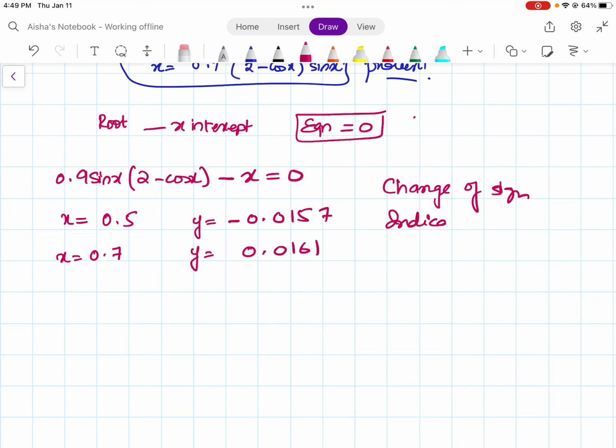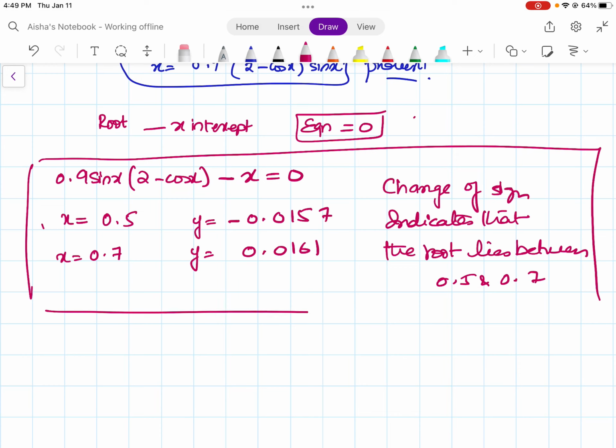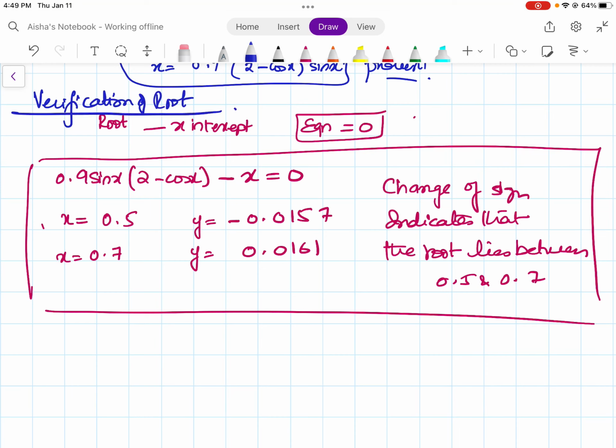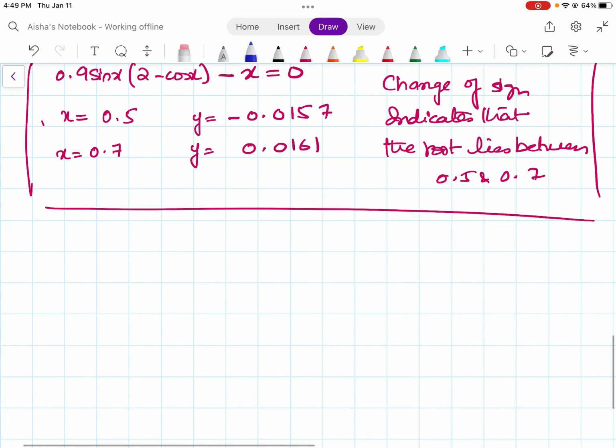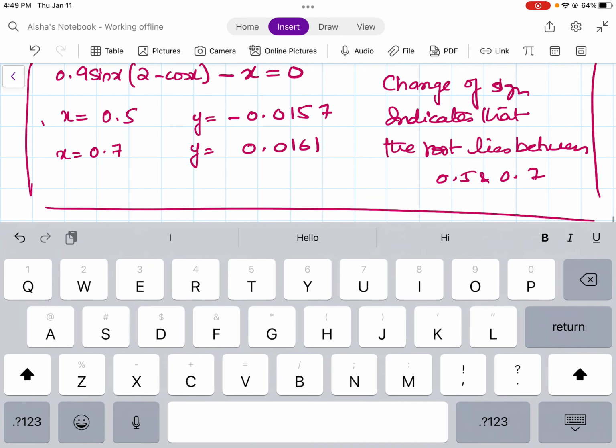indicates that the root lies between 0.5 and 0.7. Writing this statement is very important. This entire thing is also very important. So this is a very important concept of verification of root that is often asked. Does it make sense? Let's look at this third part of this question.